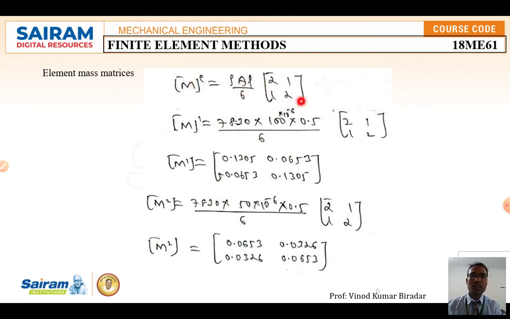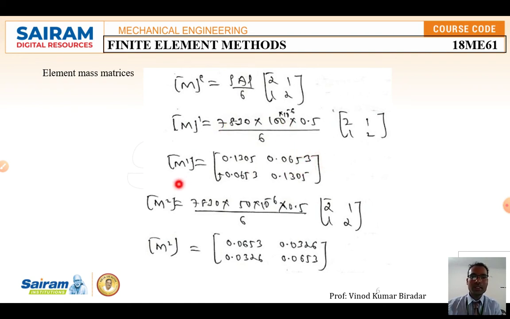Here you have to calculate the elemental mass matrix for the first element and the second element. Substitute the mass density, which is common, then A1 and the length of the first element, divided by 6. If you calculate this, you are going to get M1 equal to 0.1305 times a matrix. So if you solve this, you are going to get this equation. This is related to the mass for nodes 1 and 2.